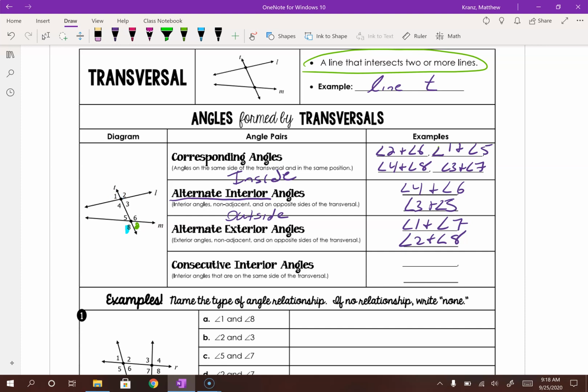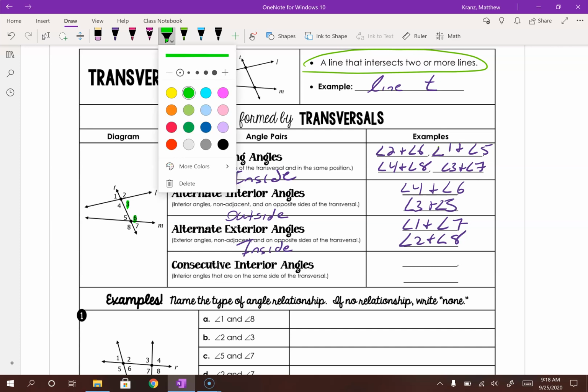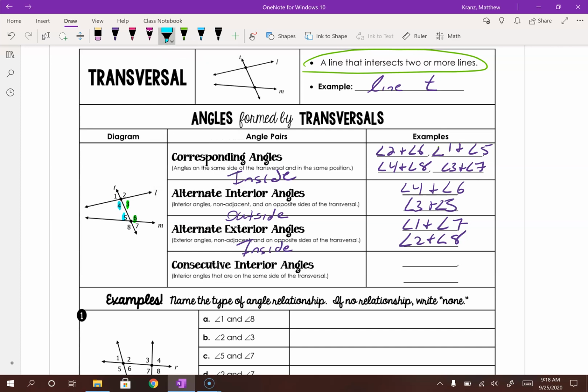Now what about consecutive interior? Consecutive just means one after the other, or kind of next to each other. And interior, we decided, was inside. So the angles are inside here. And consecutive interior just means angles that are next to each other but on the same side of the transversal, because alternate means either side. Consecutive just means on the same side. So if I look at it, 3 and 6 are interior and they're on the same side. They come one after the other. 4 and 5 also do the same. So that means we have angle 3 and angle 6, angle 4 and angle 5.